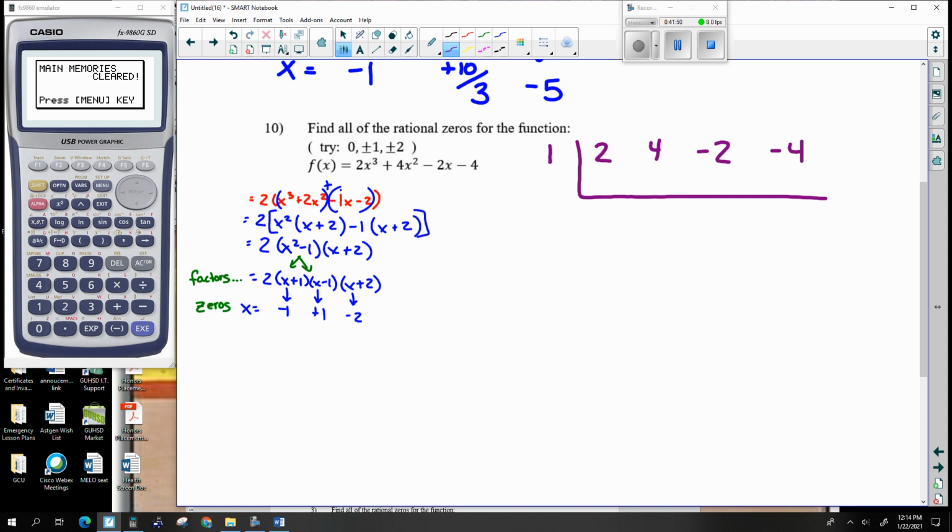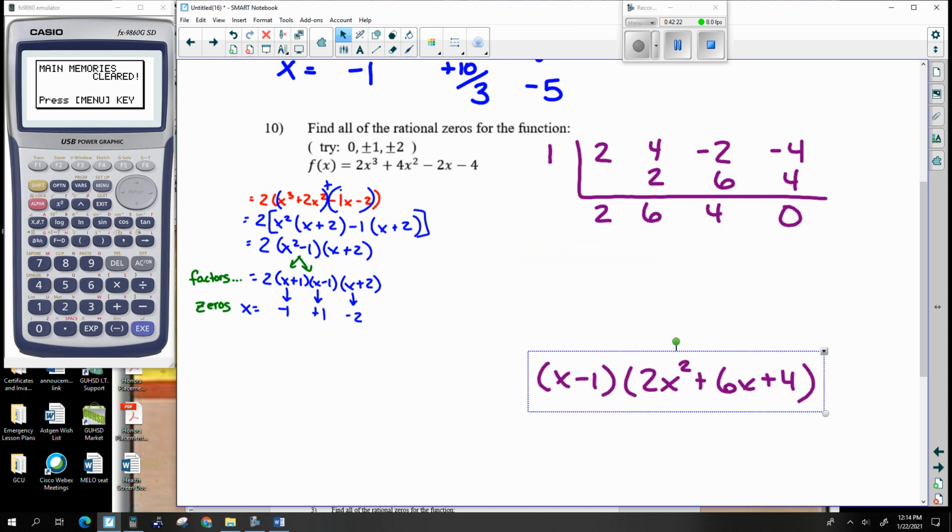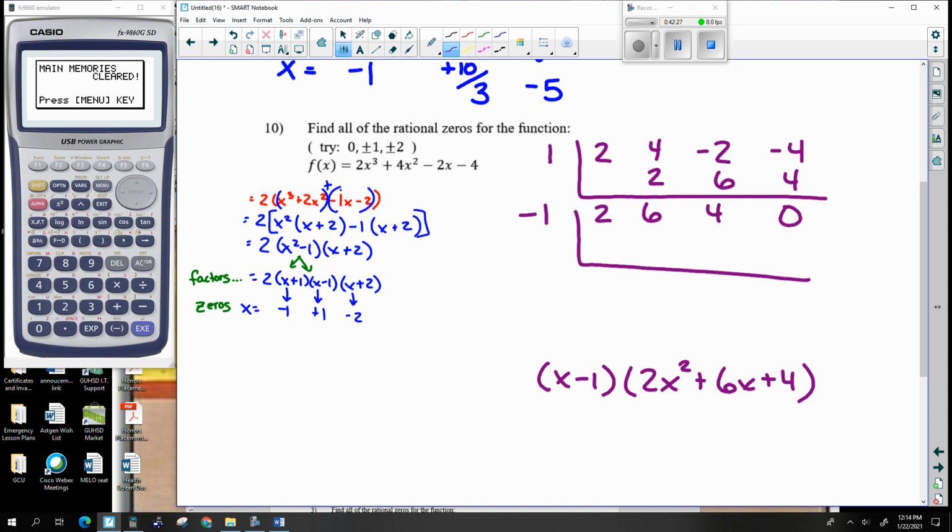Or -1 a factor. So this would be 2, 2, 6, 6, 4, 4, 0. Hooray! That is a factor. So what I'm left with is x minus 1, 2x plus 2x squared plus 6x plus 4. All right. Let's just say I don't see the answers coming from that. So let's guess another one. With this answer, I'm going to guess -1.